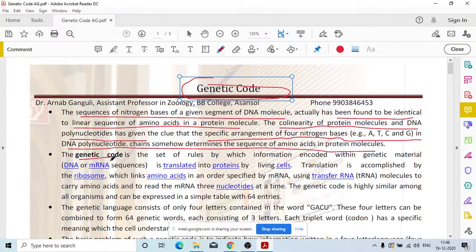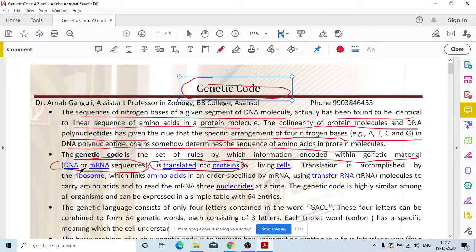The genetic code is then defined as a set of rules by which information encoded within the genetic material, either DNA or mRNA, is translated into protein. So the information which is present in the DNA gets converted into the mRNA, and that somehow is converted into the proteins. It is a set of rules by which this information from DNA is converted into proteins in living cells.